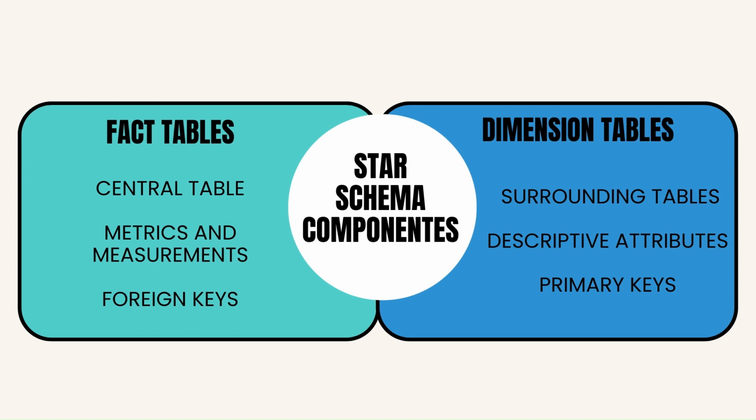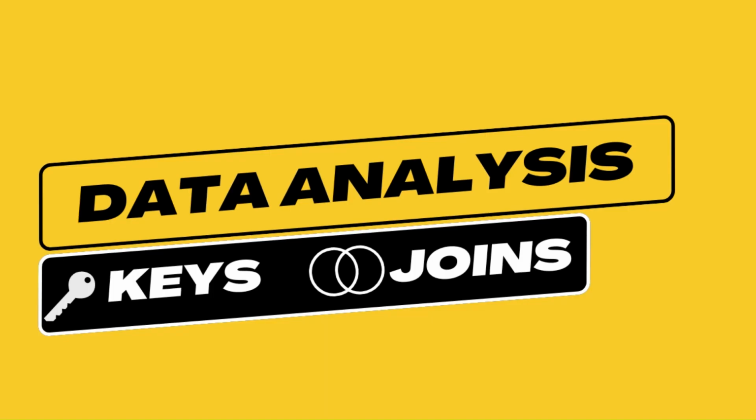They contain descriptive attributes such as product names, customer names, dates, and regions. And each dimension table has a primary key that corresponds to the foreign key in the fact table. Watch the video Data Analysis Keys if you need to review the concept of primary and foreign keys.